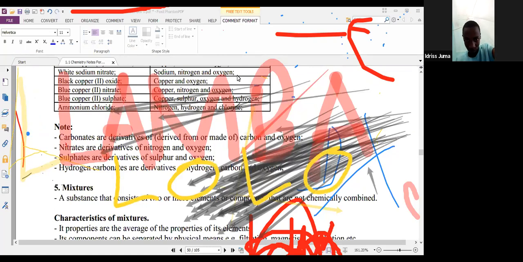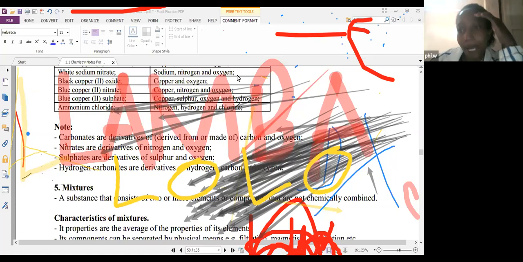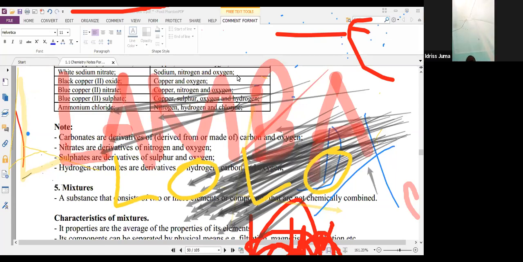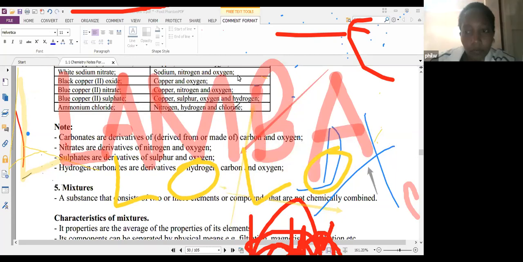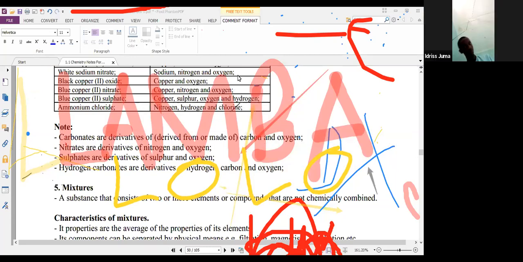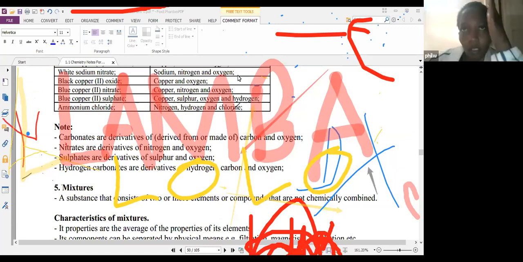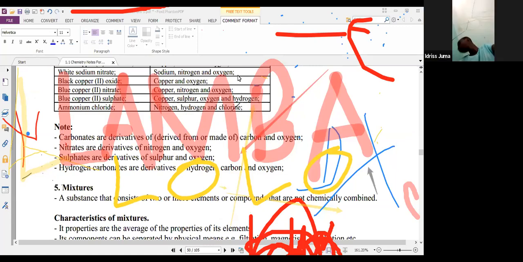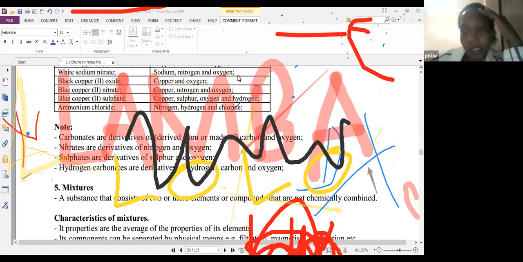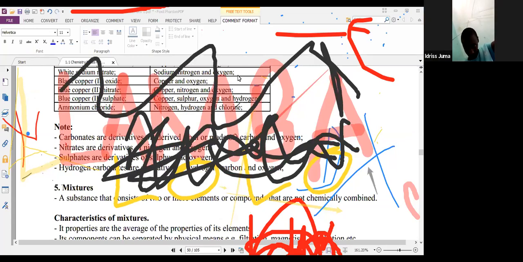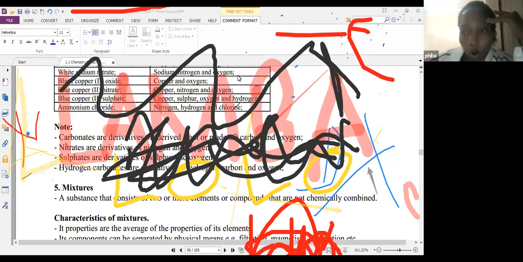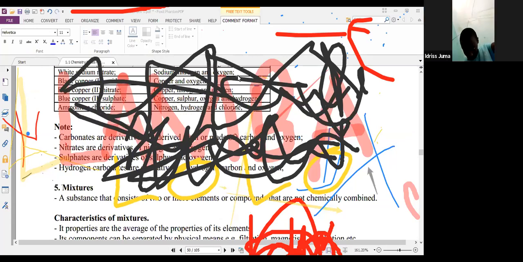Yes, depending on how you are going to combine them. You can use oxygen and hydrogen to form water. You can also use oxygen and hydrogen to form a substance called hydrogen peroxide. So it depends on the combination. But what I would want you to know is that there are elements and there are molecules and there are compounds.